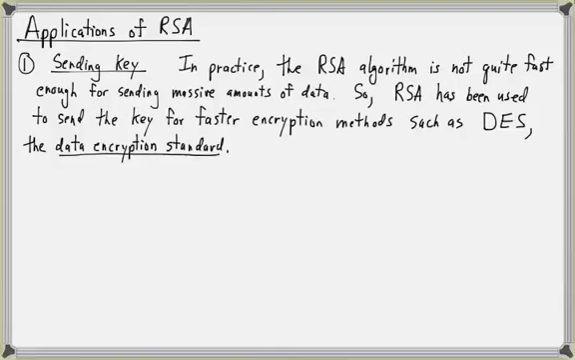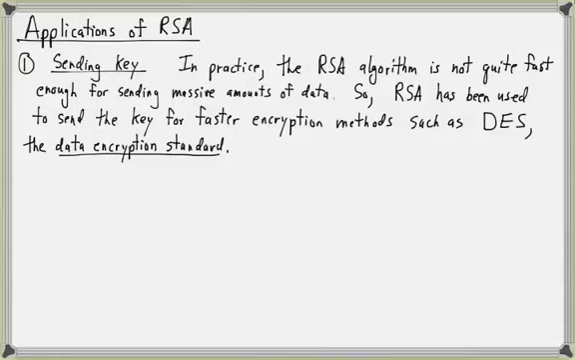The DES, the data encryption standard, was the national standard crypto system algorithm used in the United States from 1977 to 2002. This is not a public key system. It's essential that the key be kept private for DES. So you can use the RSA algorithm to send the key, and then the data encryption standard was used to send massive amounts of data more quickly.